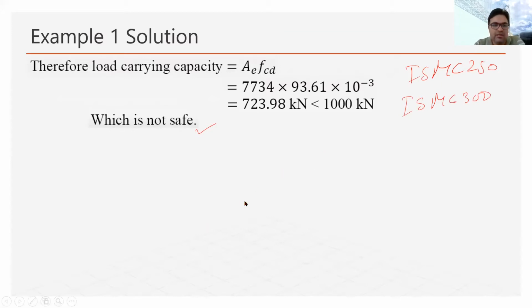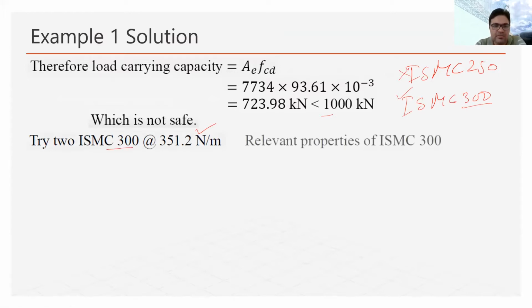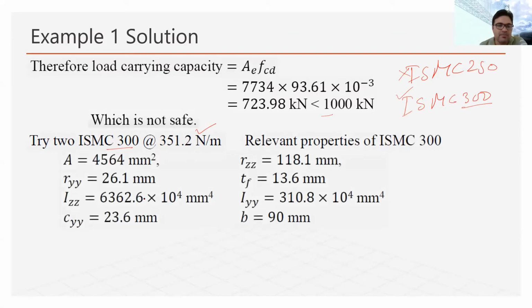I have already written here that our earlier section is failed. Now we are going to take ISMC 300. Maybe it will be okay. It can carry this much load, but again we have to follow the same process. We have chosen this value, and again we will write all the values respective to this section. So the relevant properties are now here.